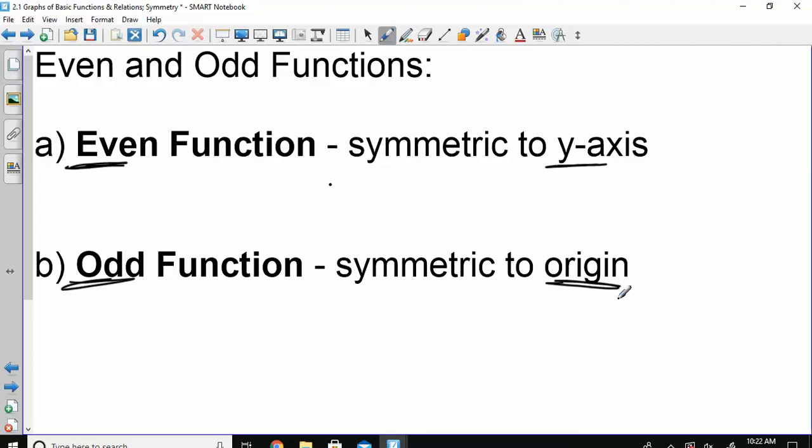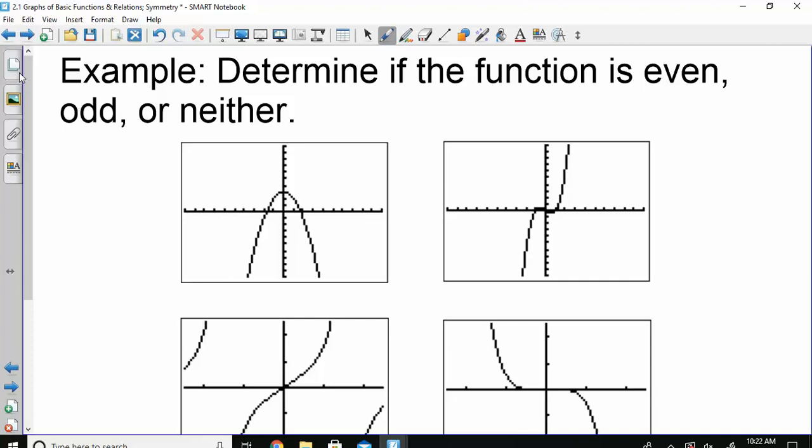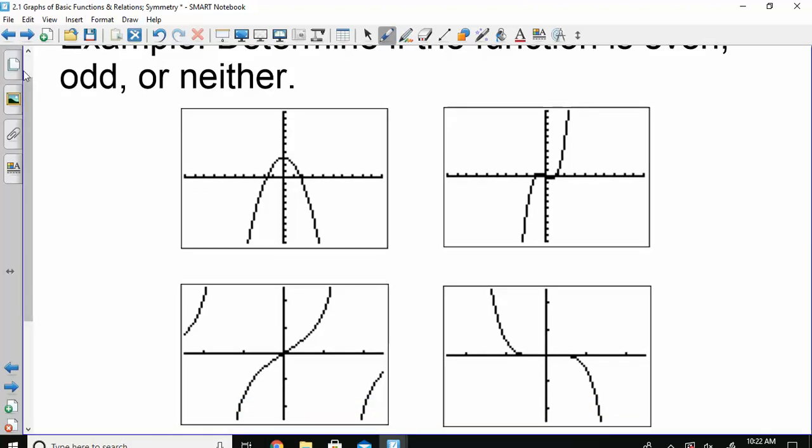So as far as deciding what kind of symmetry things have, we have two options. We can either look at a graph or we can do it algebraically. So I'd like to end today just talking about both of those. Let's say I look at these and I want to know if these are even, odd, or neither.